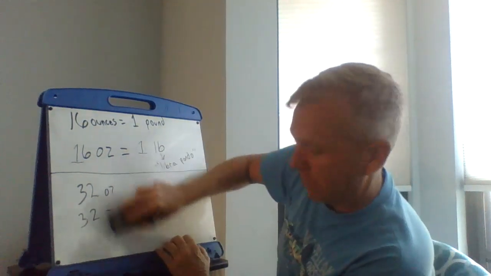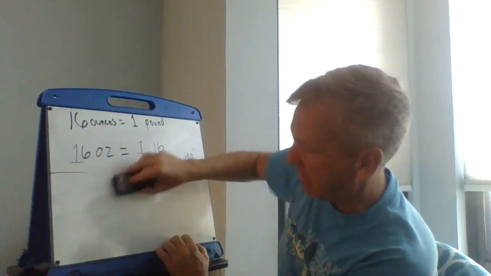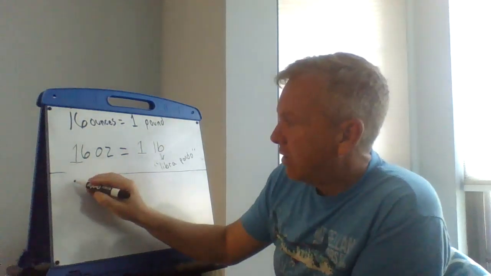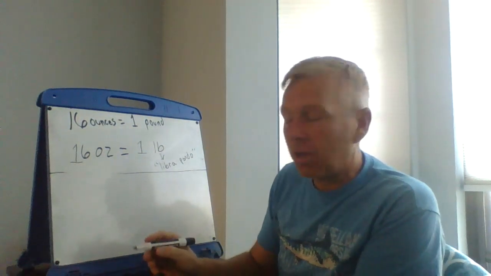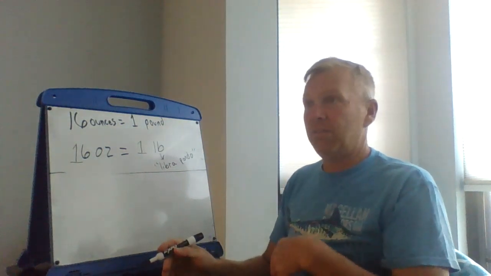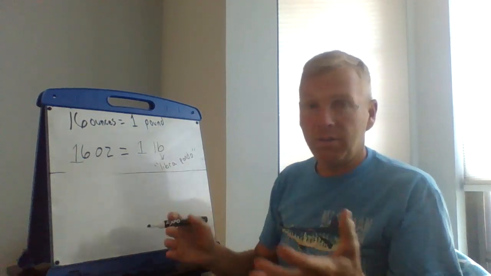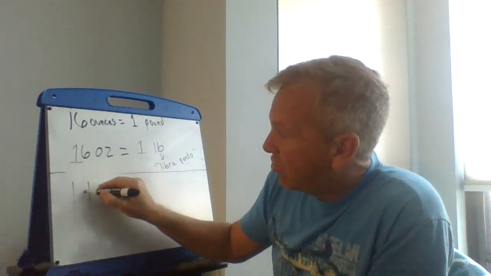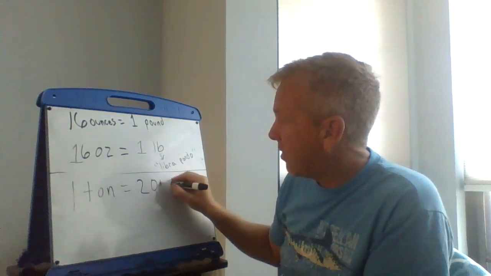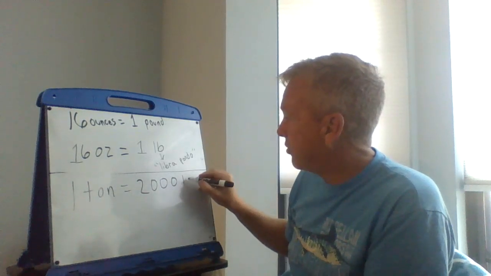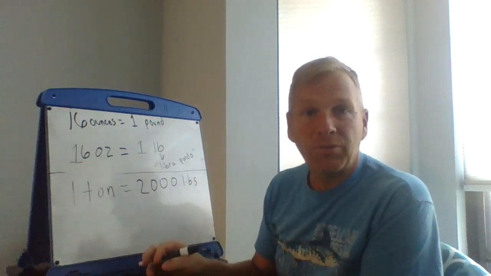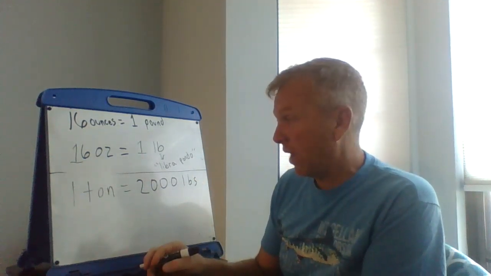So let's look at this other one that I mentioned earlier called a ton. You'll hear people say, oh man, that must weigh a ton. Well, what do they mean when they say something weighs a ton, or that animal weighs 4 tons? Well, 1 ton is equal to 2,000 pounds. 1 ton is equal to 2,000 pounds. That's a lot of weight.